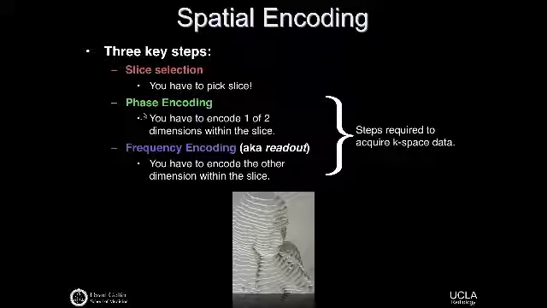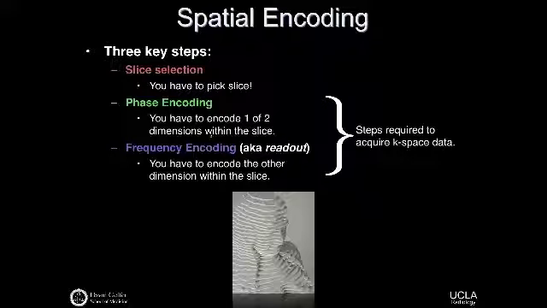Next, once you've excited that slice, you have to do so-called phase encoding. You have to encode one of the two dimensions within the slice. The slice is two-dimensional, right? It nominally has an X and a Y direction, and phase encoding helps us encode one dimension of that information. The other direction is encoded through so-called frequency encoding, or sometimes called the readout. And necessarily, you have to encode the other dimension within the slice.